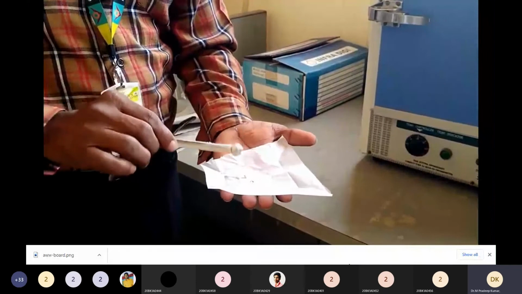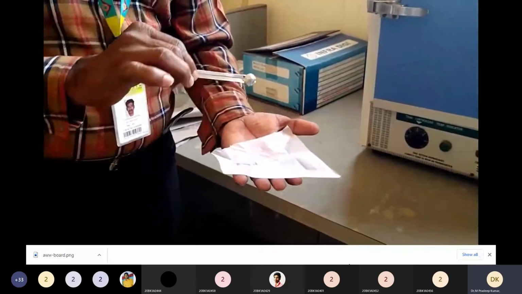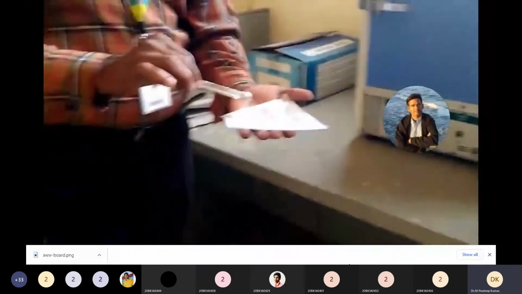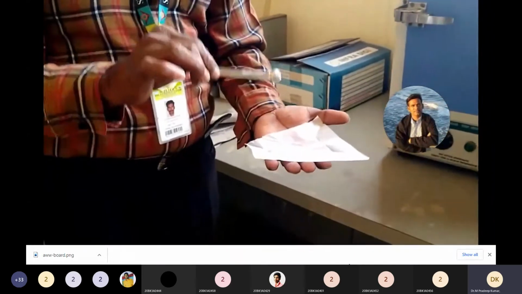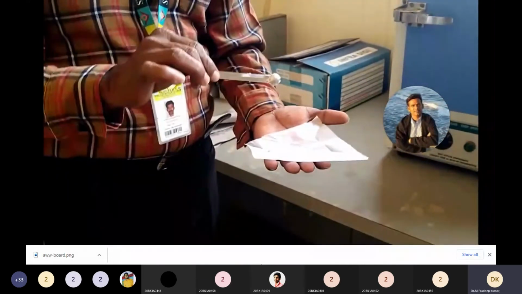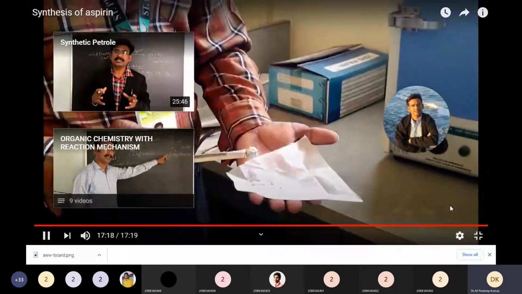You have to prepare paracetamol in a similar way, a similar procedure of doing the practical. Instead of salicylic acid, you have to take aminophenol. Okay, thank you very much.